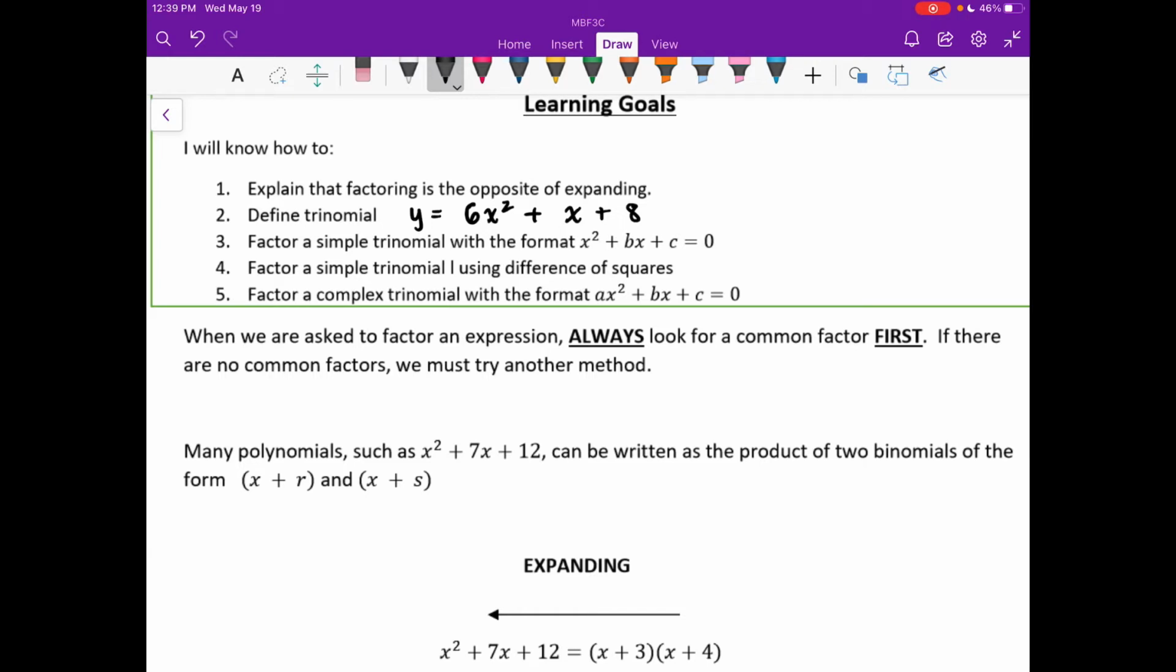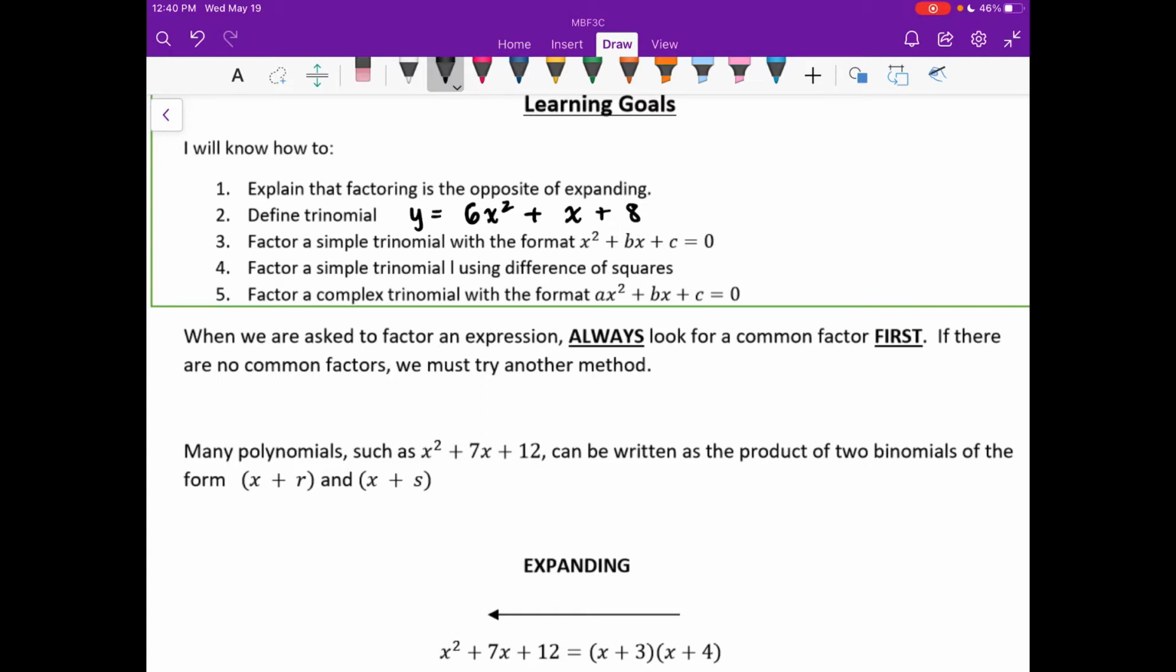You're going to know how to factor a simple trinomial that has the format x squared plus bx plus c is equal to 0. You'll be able to factor a simple trinomial that has a difference of squares. And then you'll also be able to factor a complex trinomial that now is the same thing as x squared plus bx plus c. You just have an a in front of it. Okay? So just to get started, I'm going to start on our lesson.